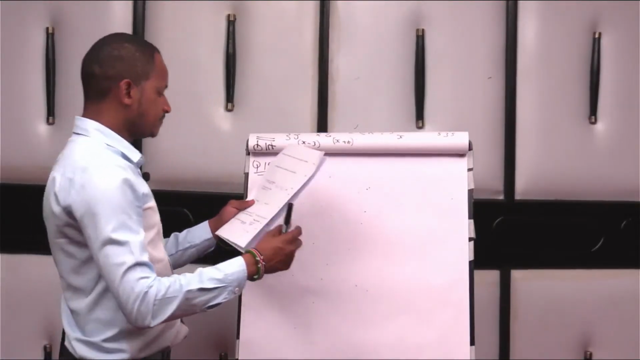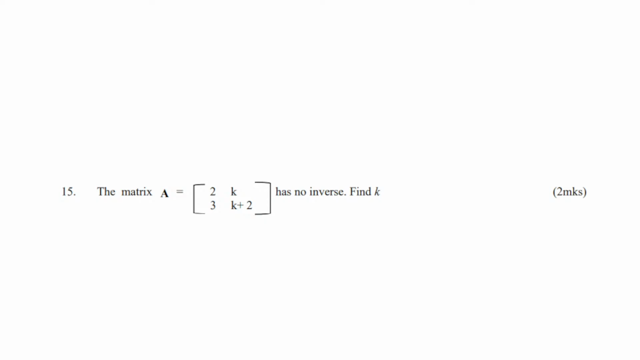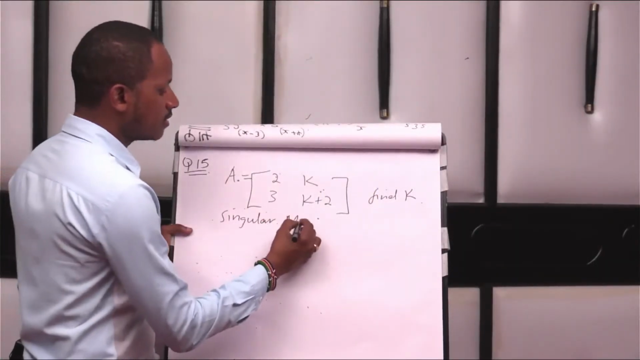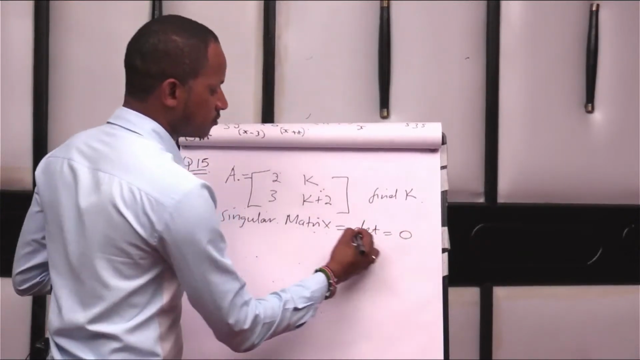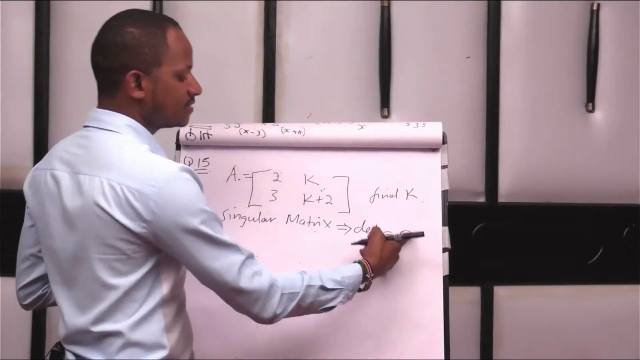This is matrices. Find k. The matrix A equals 2k, 3k plus 2 has no inverse. Find k, 2 marks. If a matrix has no inverse, it means it is a singular matrix. In a singular matrix, the determinant equals 0.